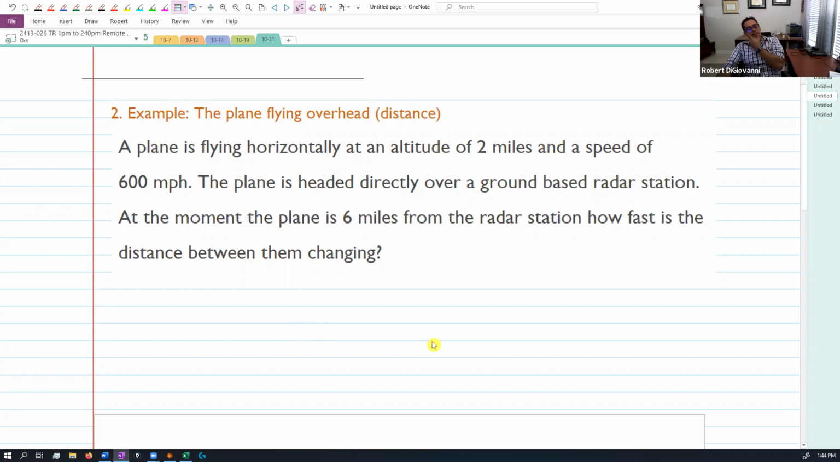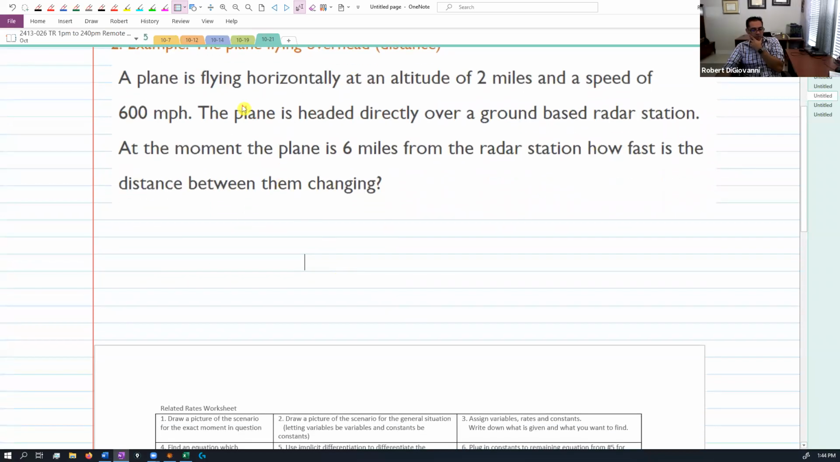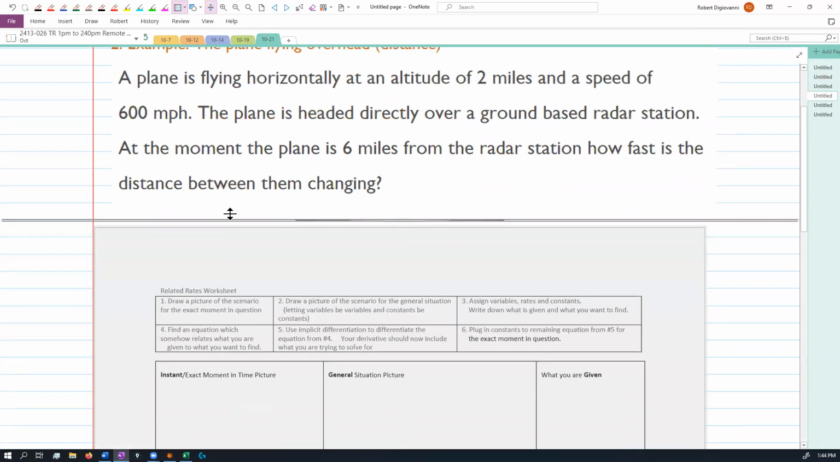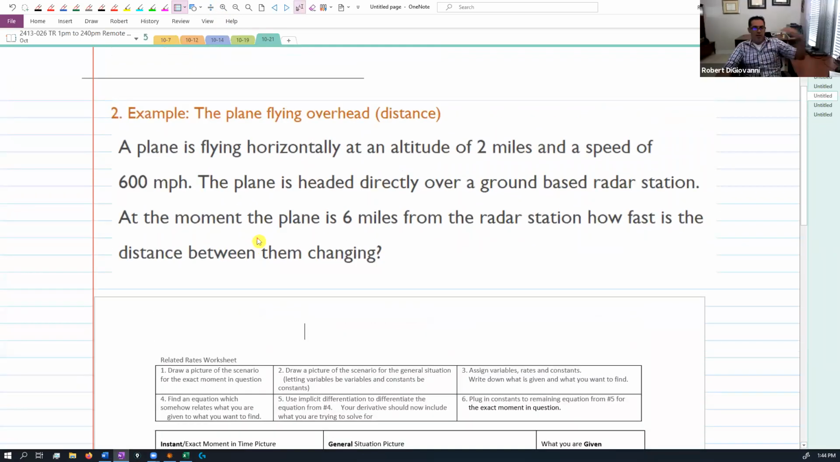Would you all agree that a picture would help if we had some picture of this situation, right? Yes. So this is where everyone's going to have a slightly different picture, because we're all humans and we're going to go about things our own way. The way that I interpret this is that I've got a plane that's flying horizontally over the ground. The plane is 2 miles high, and it's traveling 600 miles an hour.